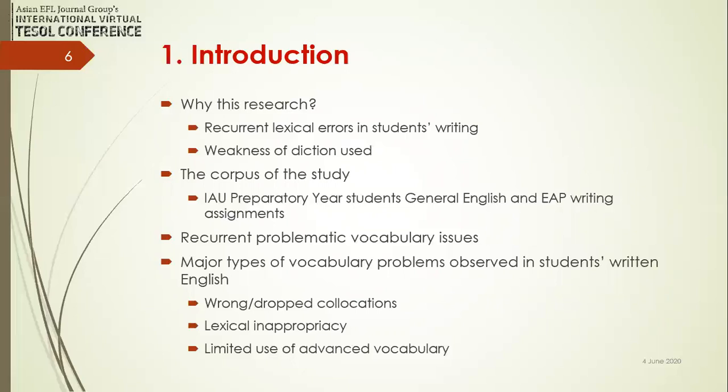What are the major types of vocab problems observed in students' written English? There are three major problems or defects of our students dealing with the lexical diffusion in their written compositions. First, it is the wrong and dropped collocations. Second, it is the lexical inappropriacy. And third, it is the limited use of advanced vocabulary.